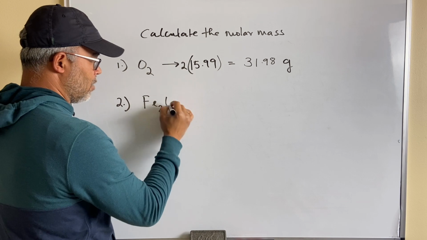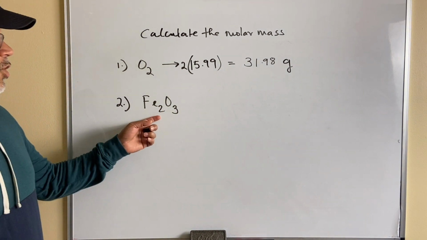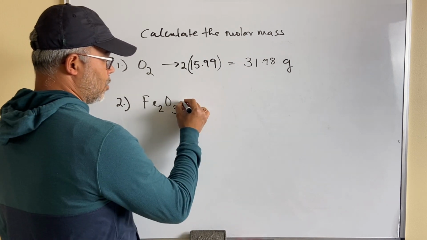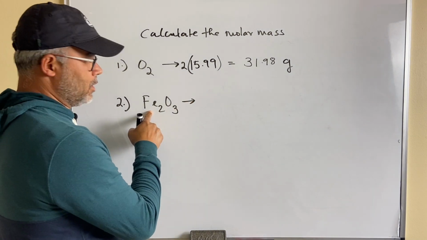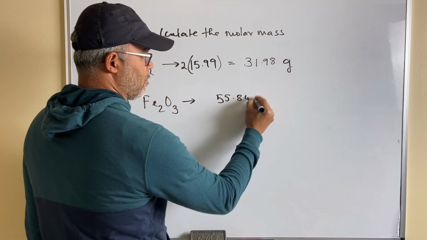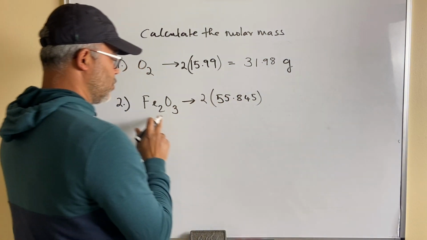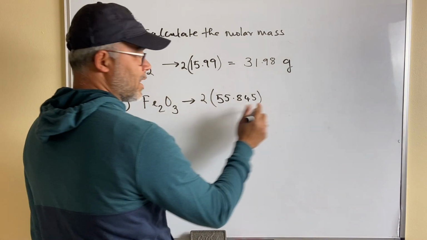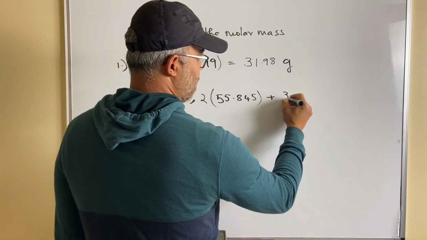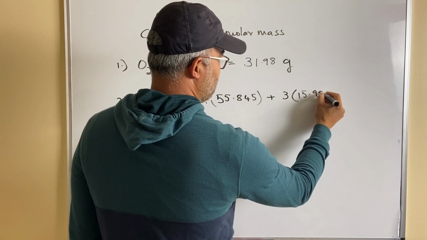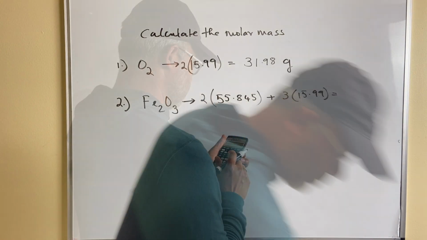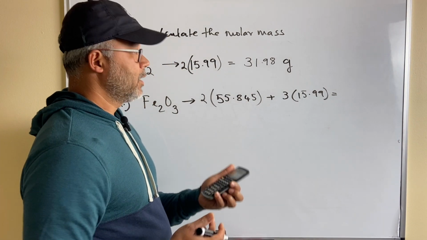Okay, let's do another one. Let's say you have to find the molar mass of this molecule, Fe2O3. So there's 2 irons and 3 oxygens. All you have to do is look up iron first, which is 55.845. You have 2 of them, so we multiply that by 2, plus you have 3 oxygens, and we know oxygen is already 15.99, so 3 times 15.99, and then just let your calculator do the rest. So I'm going to take my calculator out here and do that.